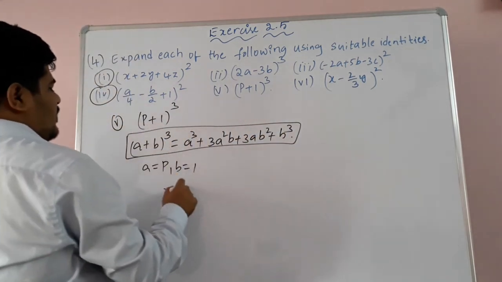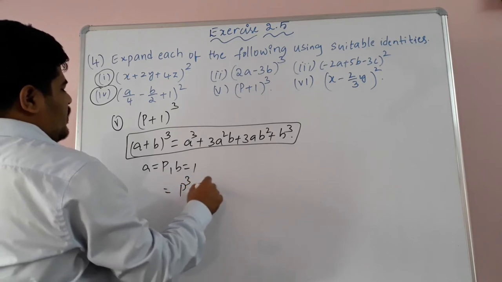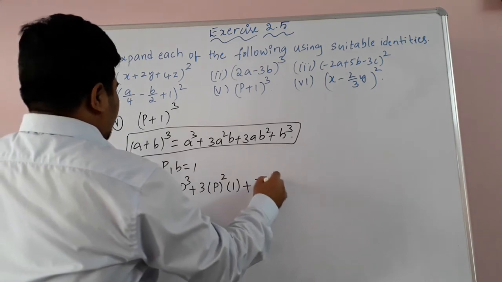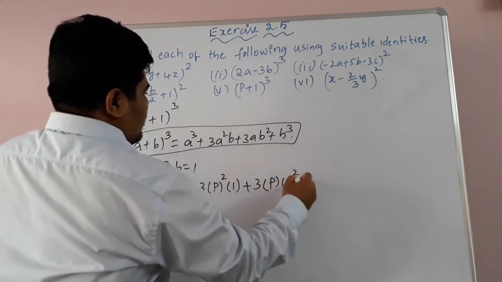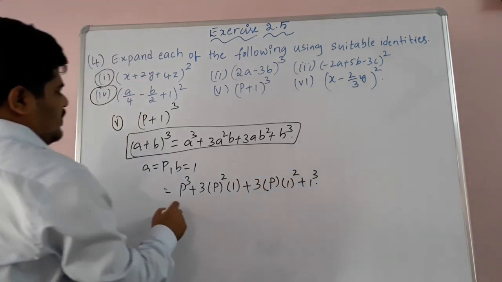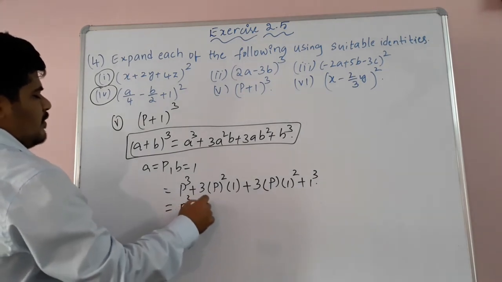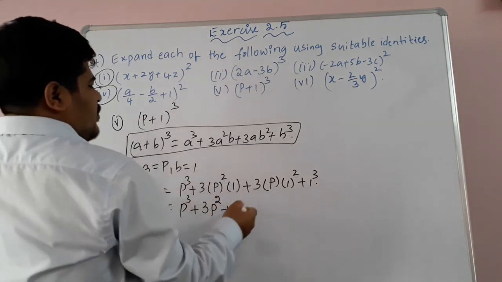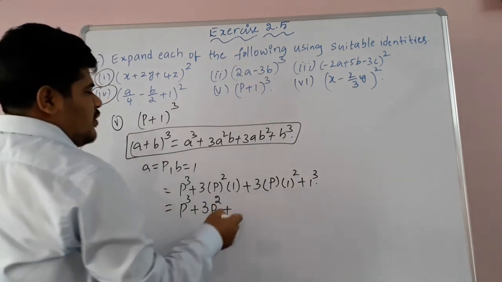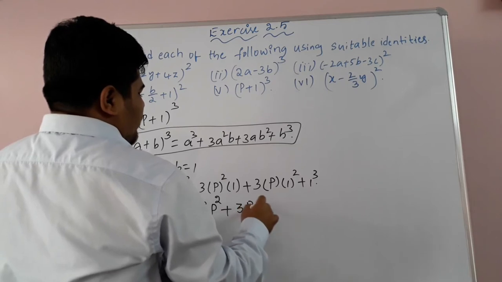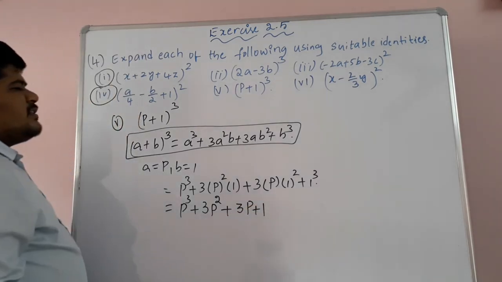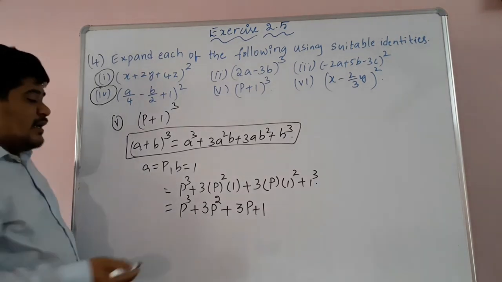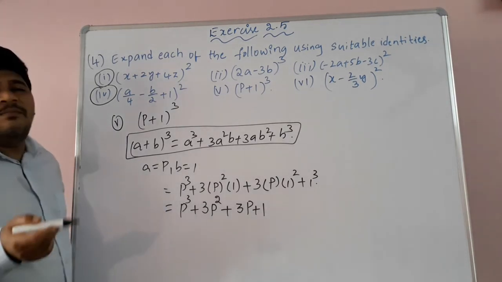So p cube, that is equal to p cube plus 3 into p square into b, which is 1, plus 3ab square, which is 3 into p into 1 square, plus b cube, means 1 cube. So that is equal to p cube plus 3 into p square into 1 is 3p square, plus 3 into p into 1 square, that's 1 only, 3 into p into 1 is 3p only, plus 1 cube is what, 1. So this is the expansion of the given expression. P plus 1 whole cube can be written as p cube plus 3p square plus 3p plus 1, children.